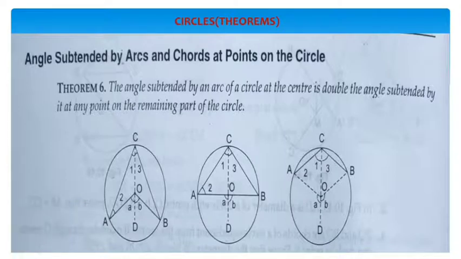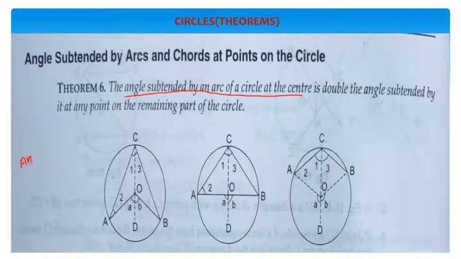What it says, the angle subtended by an arc of a circle at the center. Any arc, the angle it makes at the center. Suppose we can see here three figures, we have taken 2 points A, B on these three circles, and this is the arc AB. This is the arc AB. We are talking about arc AB.